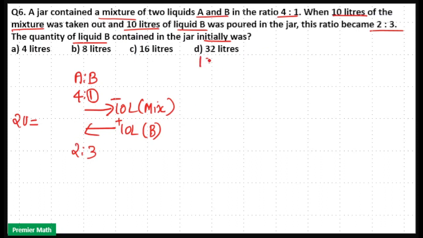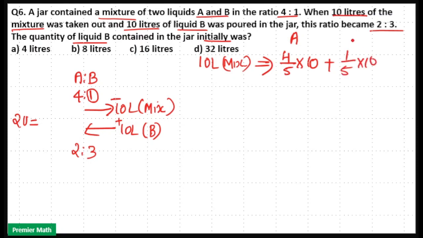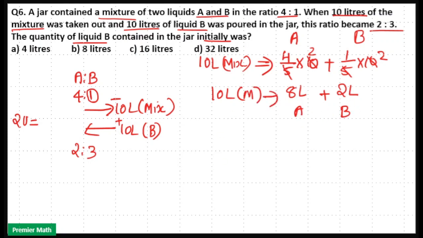Here you can see 10 liters of mixture is in the ratio 4:1, which means 4 parts out of 5 parts. 4 parts is A and 1 part is B. So in 10 liters of mixture, 4/5 into 10 is liquid A and 1/5 into 10 is liquid B. So this will be 5 into 2, 10, and 4 into 2, 8 liters, which is liquid A, and 1 into 2, 2 liters of liquid B. So in 10 liters of mixture, 8 liters is liquid A and 2 liters is liquid B.